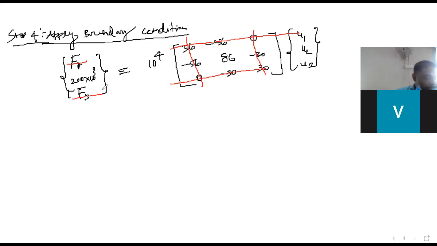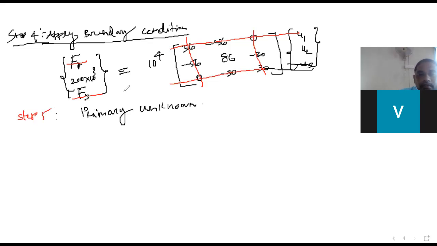In step number 5, you need to find the primary unknown. Step number 5 is to find the primary unknown. The primary unknown here is actually deflection.